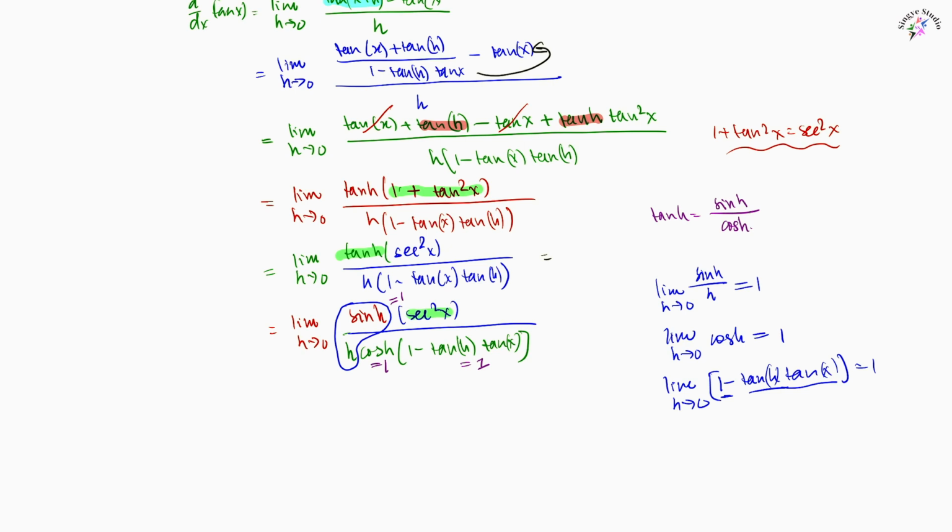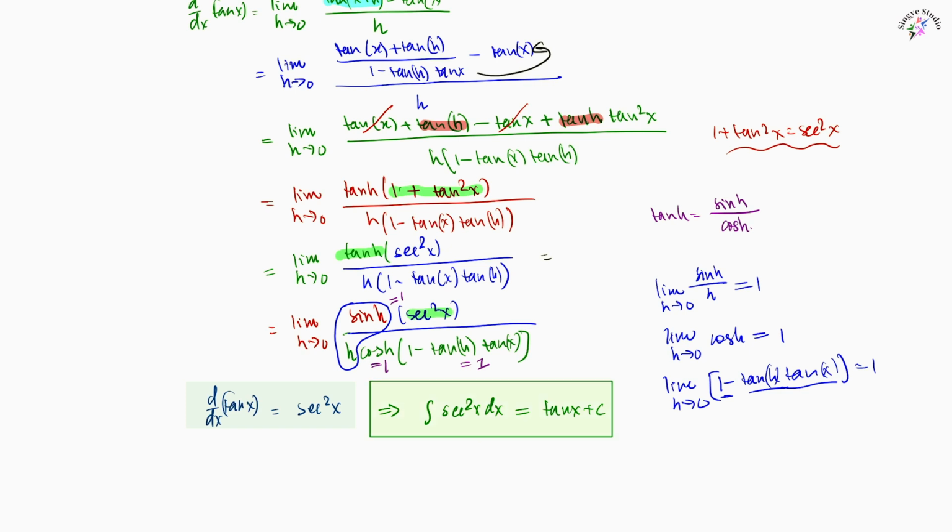Okay, therefore the derivative of tangent x is simply secant squared x, which will also imply that the integral of secant squared x with respect to x will be tangent x plus c. And these are very important results when you differentiate functions which involve tangent x or tangent theta, etc.